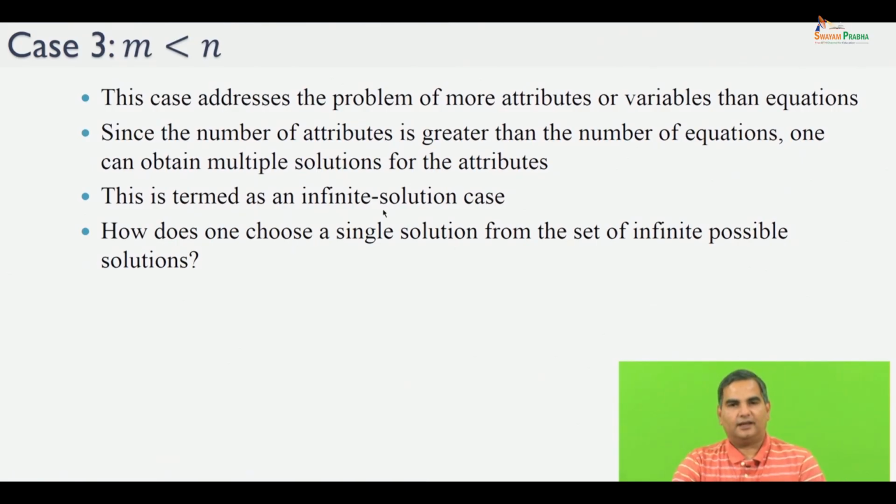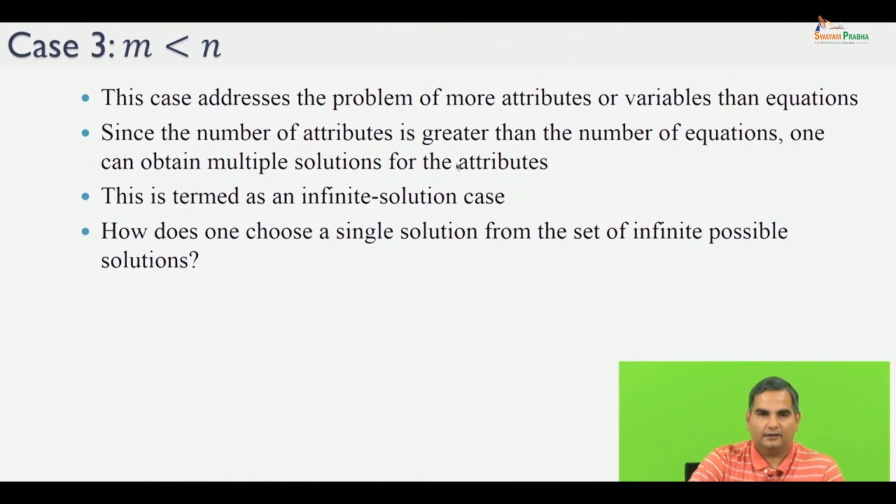So that finishes the case where the number of equations are more than the number of variables. Now let us address the last case where the number of equations are less than the number of variables, which would be m less than n. In this case, we address the problem of more attributes or variables than equations. Now since I have many more variables than equations, I would have infinite number of solutions. The way to think about this is the following.